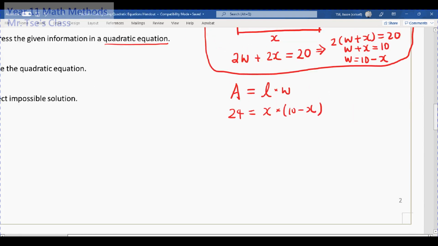Of course, this equation can't be used to solve for x at this moment, because you see this equation is not in the proper general form. So you have to multiply the x into the brackets, expand it. Also, we try to get the number to one side.